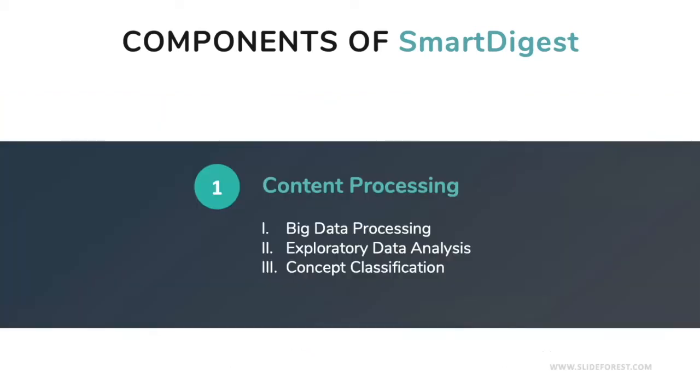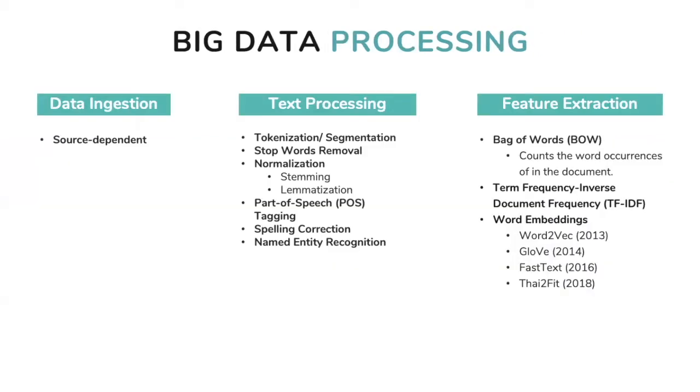To get started, let's look at the content processing first. First of all, the big data processing plays one of the major roles for our solution. After the data ingestion, we apply text processing such as cleaning the data, noise removal, spelling correction, and so on. And after the processing, we apply feature extraction with multiple algorithms like bag of words, TF-IDF, and word embedding.